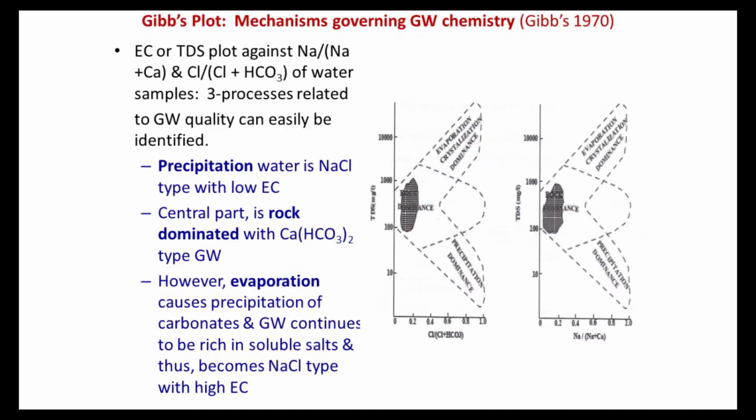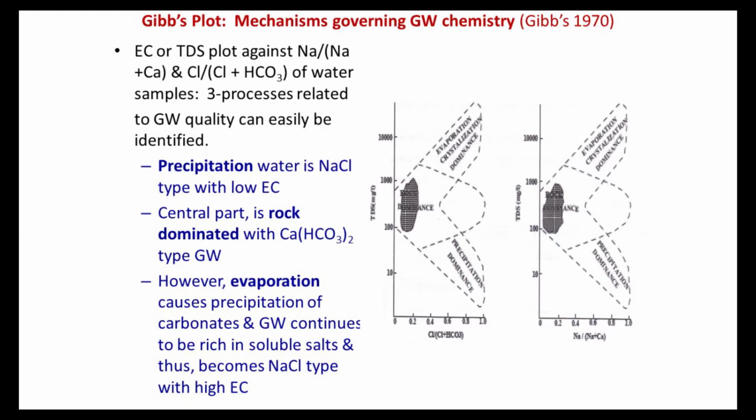So now, here is the Gibbs plot, which is nothing but a mechanism governing the groundwater chemistry. This Gibbs plot was given by Gibbs in 1970. Here the electrical conductivity or the total dissolved solids is plotted against Na/(Na+Ca) and Cl/(Cl+HCO3) of water samples. 3 processes related to groundwater quality can easily be identified.